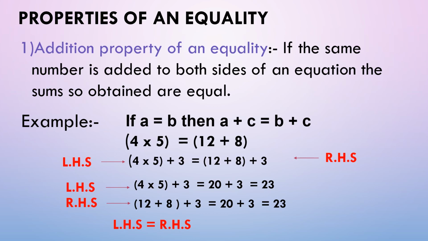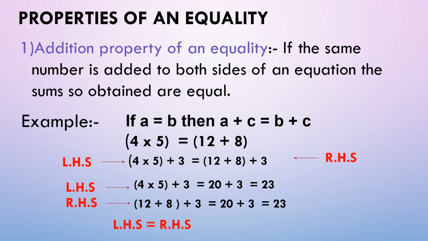Now let us see the properties of an equality. The first property is the addition property of equality. If the same number is added to both sides of an equation, the sums obtained are equal. For example, if A is equal to B, then A plus C is equal to B plus C.